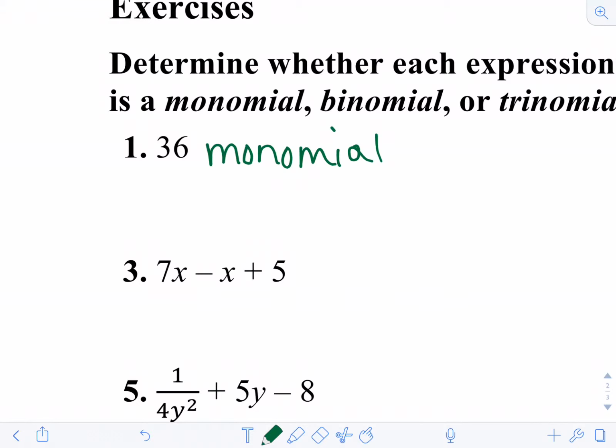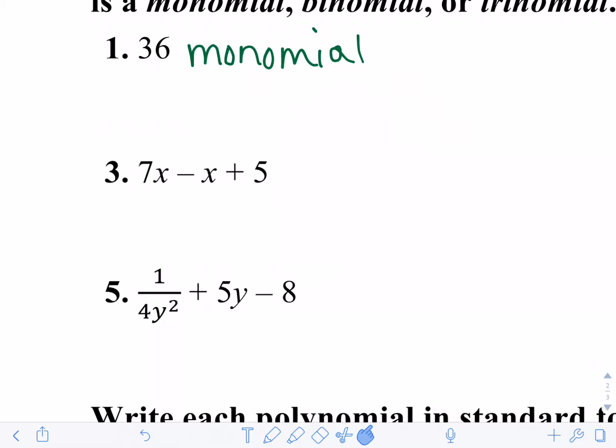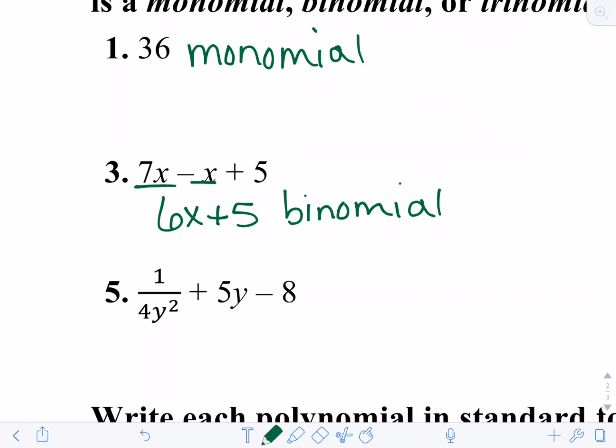Alright, and I'm just going to go down. So the next one, number 3, 7x minus x plus 5. You can actually combine these two. 7 minus 1 is 6, so there's 6x plus 5. You have two terms here, so this is going to be a binomial. Alright, and again, you can always pause this, rewatch it if I go too fast.